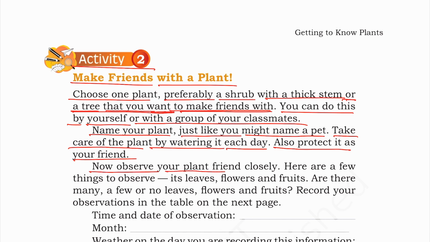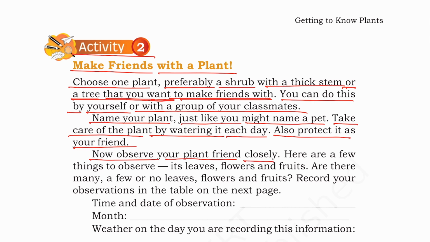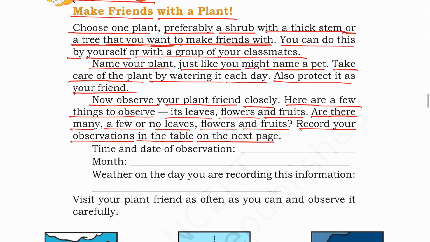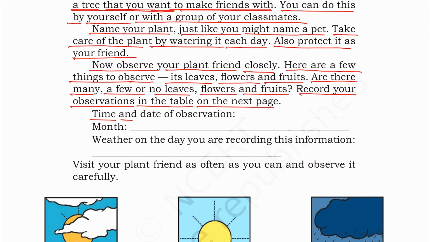Now observe your plant friend closely. Here are a few things to observe: its leaves, flowers, or fruits. Are there many, a few, or no leaves, flowers and fruits? Record your observations in the table on the next page. Time and date of observation, month, whether on the day you are recording this information.